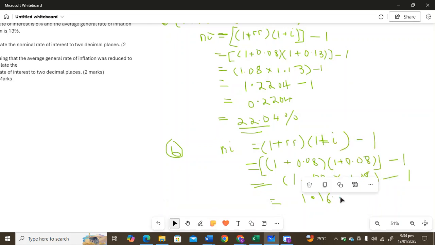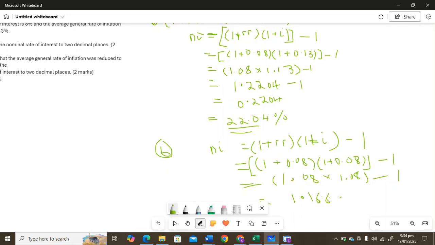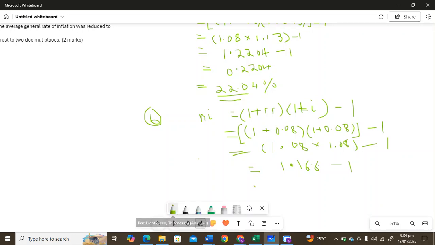Or just put 1.166. So 1.166 minus 1, you get 0.166. If you convert this into a percentage, this is 16.6%. So that is our nominal interest rate, 16.6%. And if we use the simple formula, which says nominal interest rate is the real rate plus the inflation rate, we do 8 plus 8, you get 16%. So you can see that the answers are similar or near to each other.